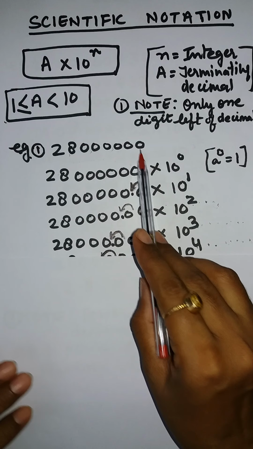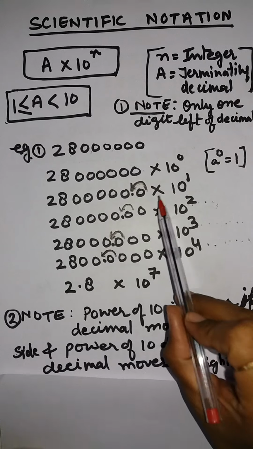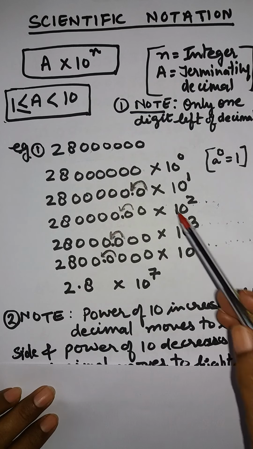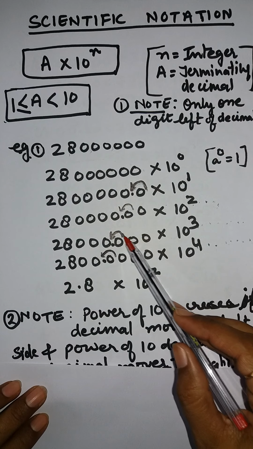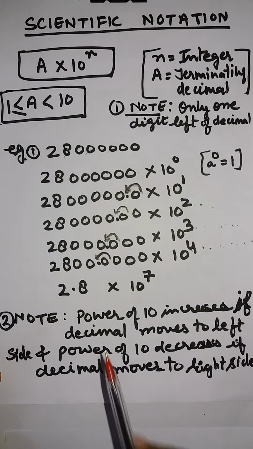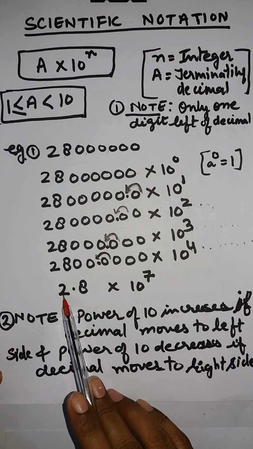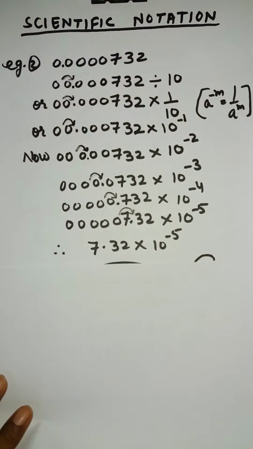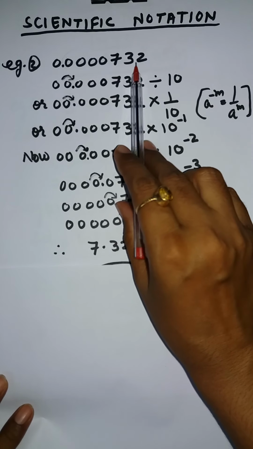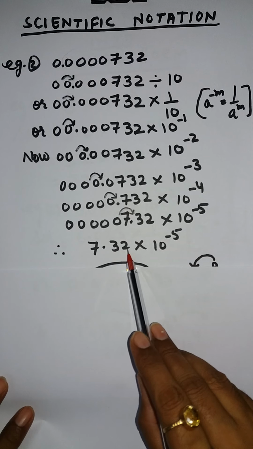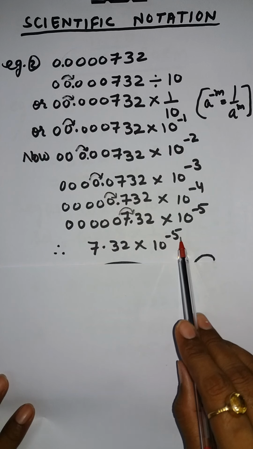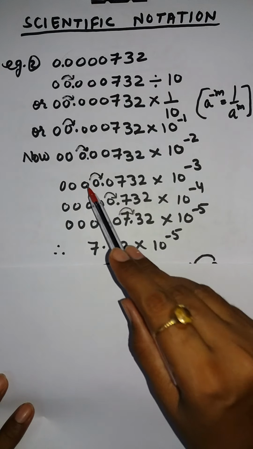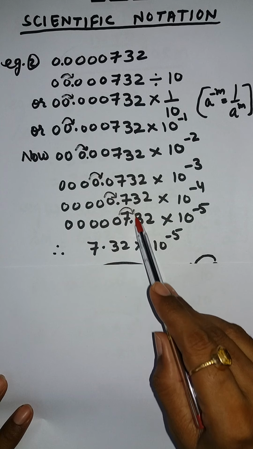We have taken this example where the power of the 10 increases if the decimal moves to the left side. And this number can be written 2.8 into 10 raised to the power 7. One more example, this number can be written as 7.32 into 10 raised to the power minus 5, where power of 10 decreases if the decimal shifts to the right side.